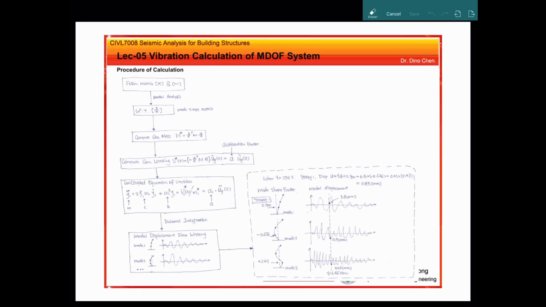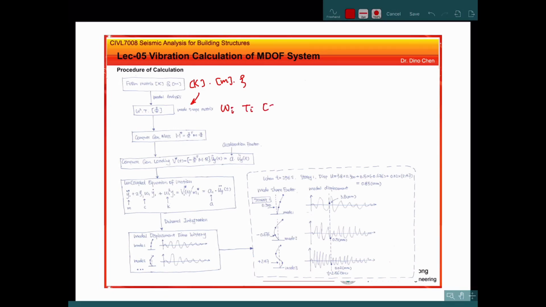So we can have the conclusion for the calculation of the mode superposition method. At the very beginning, we need to know the MDOF system's stiffness matrix, mass matrix, and of course the damping ratio. And then we can compute the modal analysis. After the modal analysis, we know the circular frequency of different modes, the period of different modes, and the mode shape matrix, and this one is very important.